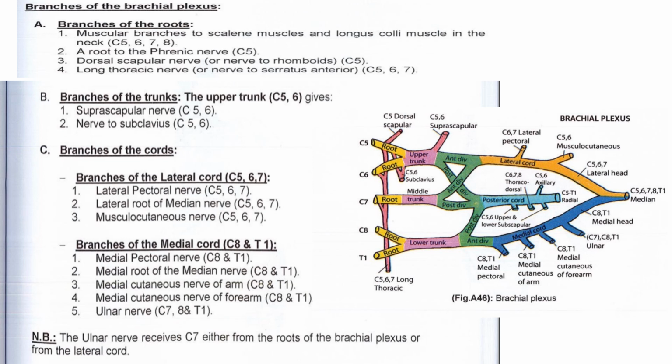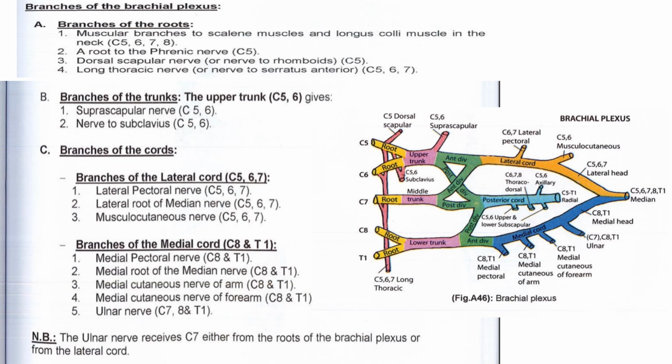So they are all going to give a muscular branch supplying the scalene muscles and longus colli, which are in the neck area. I guess we saw these muscles previously, and if you want to see them again, you can go back and check. Then C5 gives supply to the phrenic nerve. Okay, phrenic nerve.